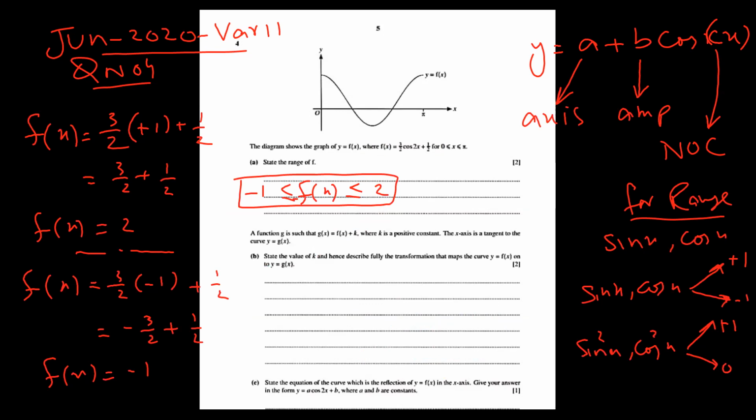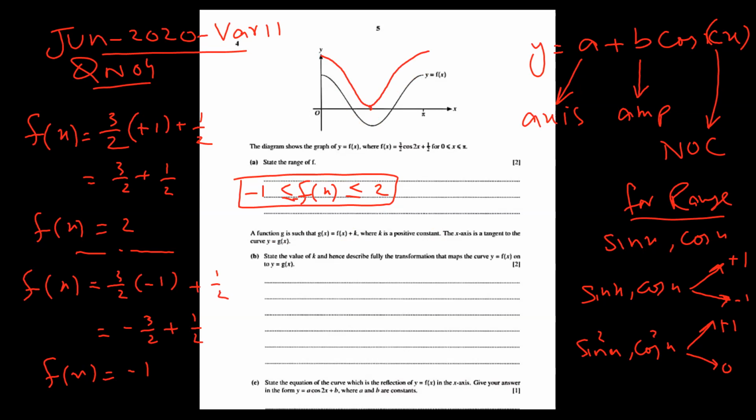But read the question. He said the graph has to be transformed in such a way that, with k a constant positive value, the x-axis is a tangent to the curve. Currently the curve is not tangent. But if I bring this point above in such a way, the graph turns out to be this. So it becomes tangent here. The question comes, how can we do it?